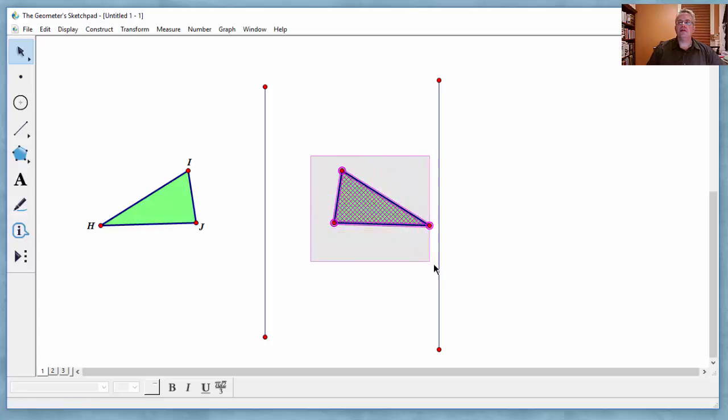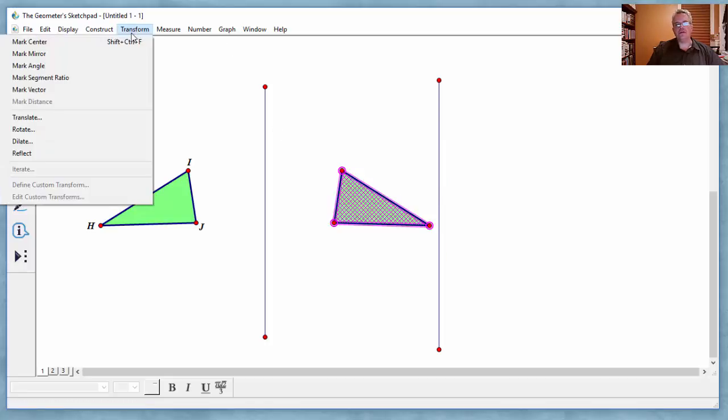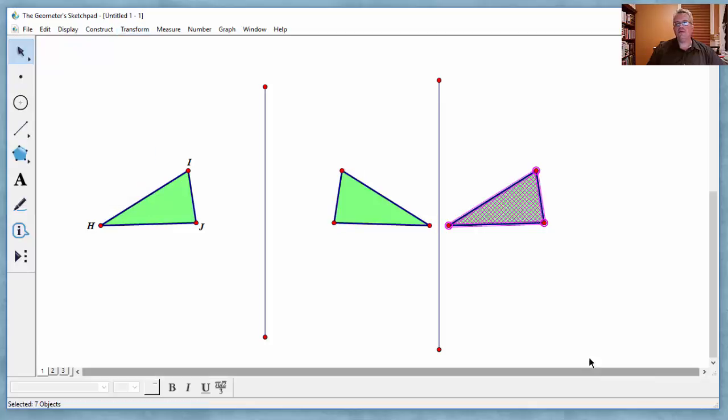So now we're going to do it again. We're going to take the image and reflect it over the second line. So I hit transform, reflect, voila. So that's the final image. Now, if I compare the first one to the last one, we want to think about how we could do that in one step. I see that they're pointing the same direction. It just got translated, and that's true.